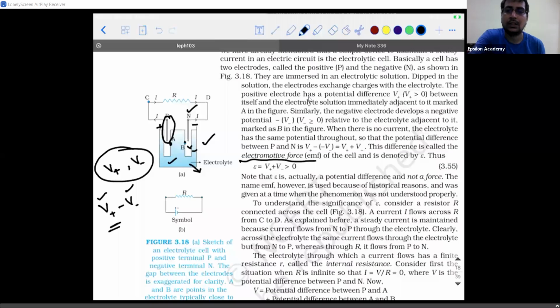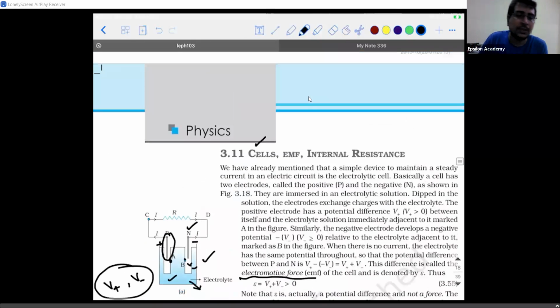Is that clear? I told you what a cell is. A cell is nothing but a simple arrangement of a positive and a negative terminal dipped into an electrolyte. So for that cell, the potential difference between the positive and the negative terminal when there is no current flowing in the electrolyte is what is technically called the electromotive force.